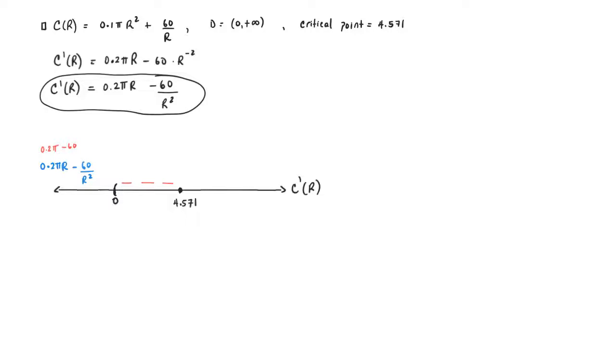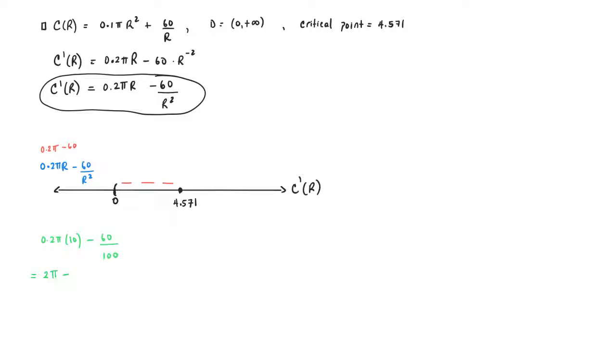Then let me go ahead now and choose a test point in this interval here. Something like 10. 10 is a very easy number to work with. It's going to eliminate a lot of the decimals that you see right here. So then let's do that. We are going to have 0.2 pi times 10 minus 60 divided by 10 squared, and 10 squared is going to be 100. So then this is going to give me 2 pi minus 60 over 100, or 6 over 10.